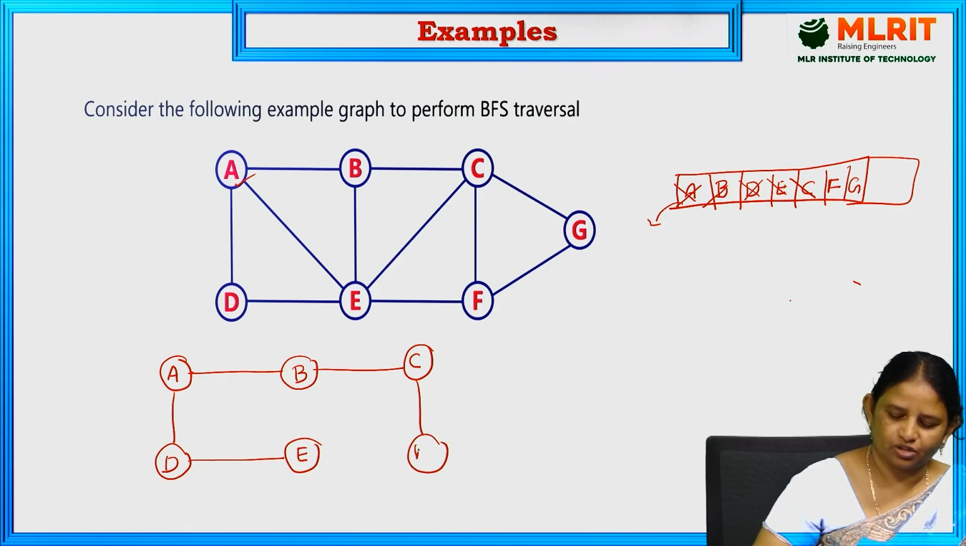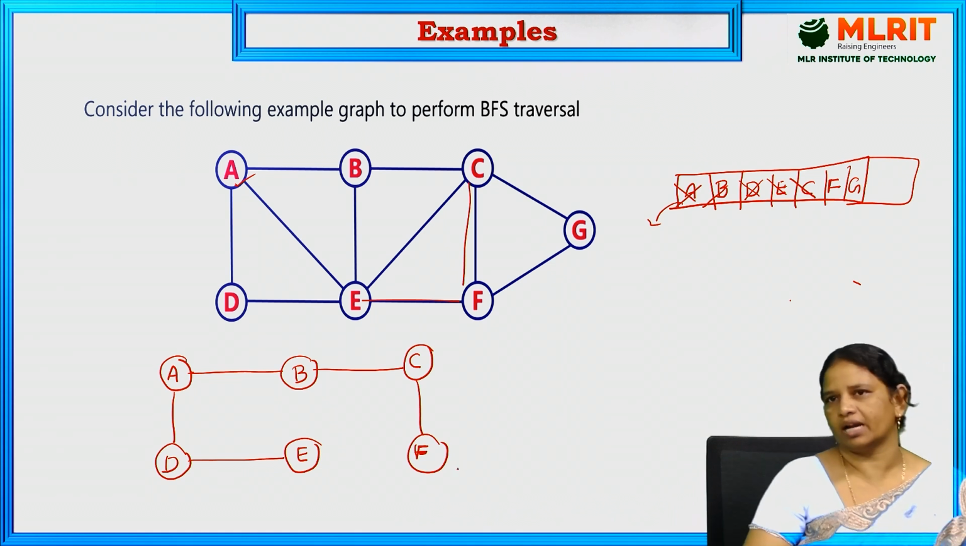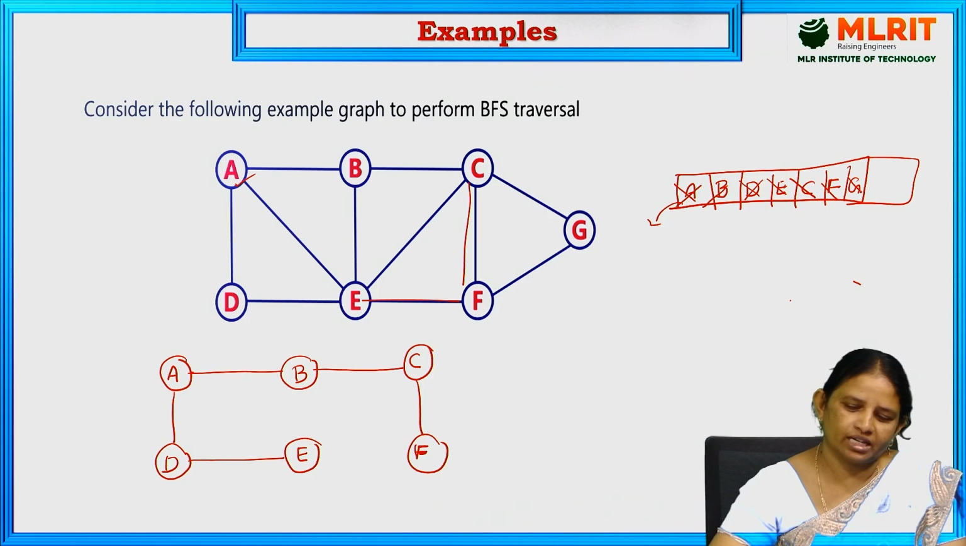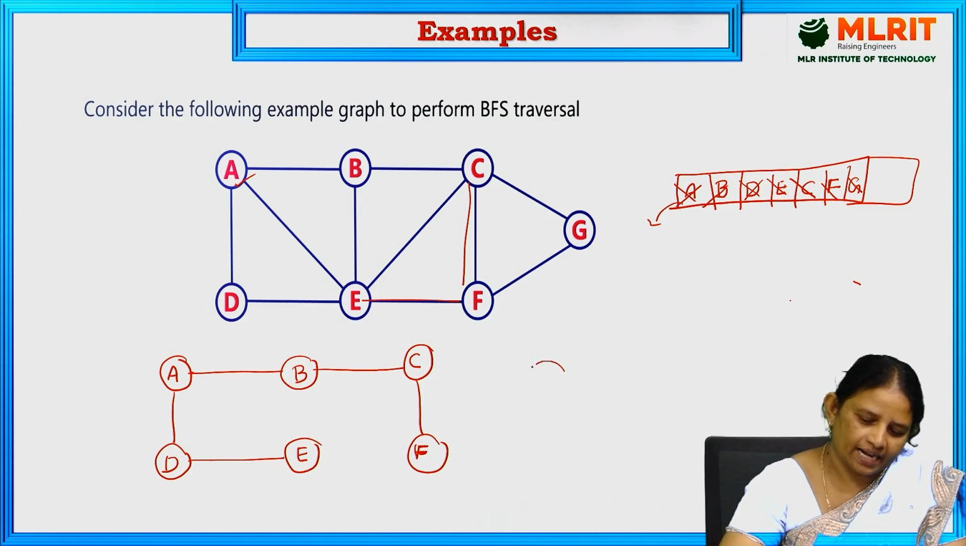After C, the visiting order is F. What are the adjacent vertices? All are visited. E is visited, C is visited, then G is already visited. So no need to add the remaining vertices. Next, what is the front element of the Q? That is G. So G is added after F.